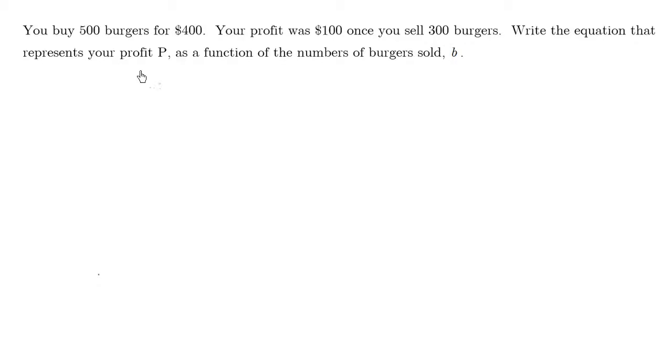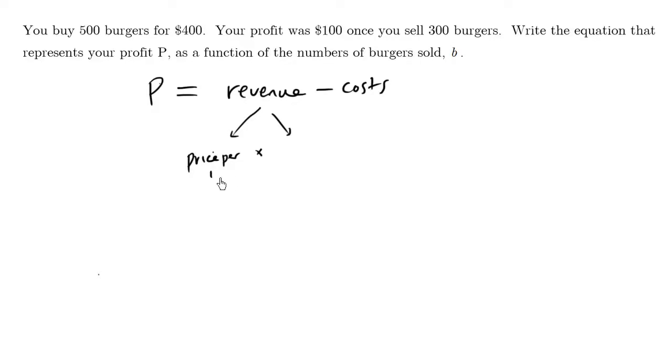So this question here deals with profit. You really should memorize this formula, that profit is equal to revenue minus costs. Now revenue can be broken down into two parts. It's going to be the price per burger, price per item, times the number of burgers sold, number sold, and we'll call this B. That's our variable B.